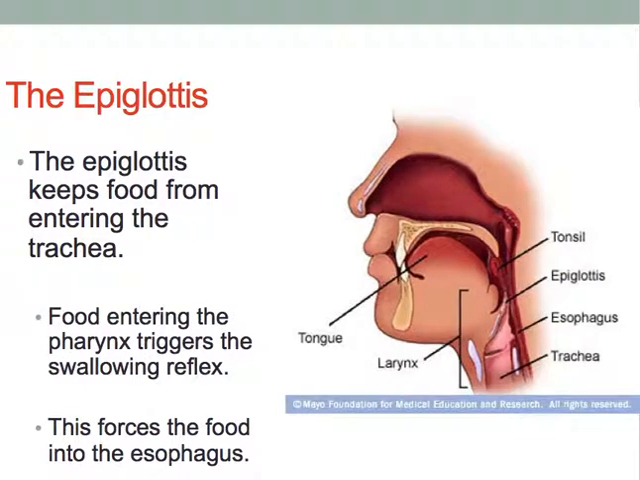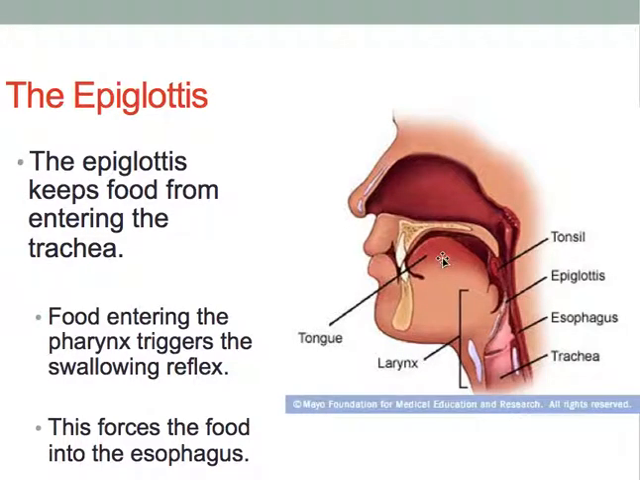The epiglottis is the next key part in digestion. The epiglottis is a flap-like structure in the back of the throat, and what it does is it covers the trachea. Another name for the trachea is the windpipe. It covers the trachea to prevent food from entering it.